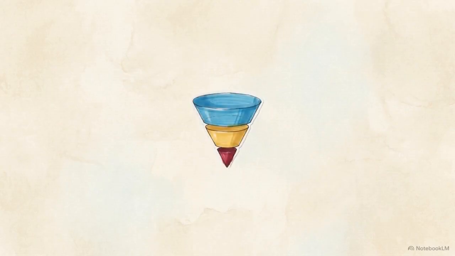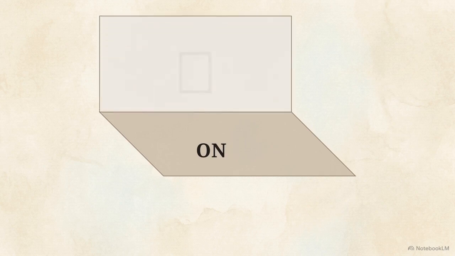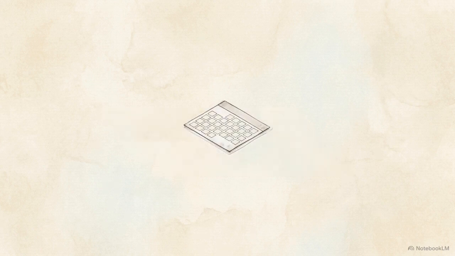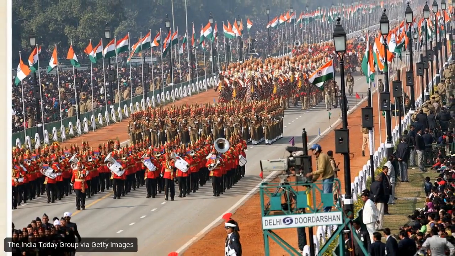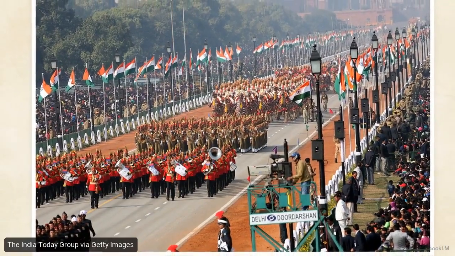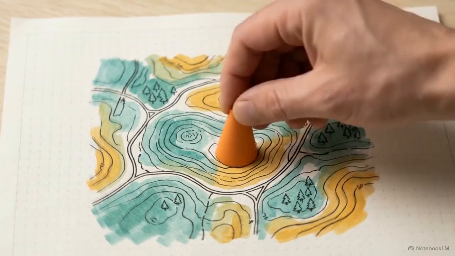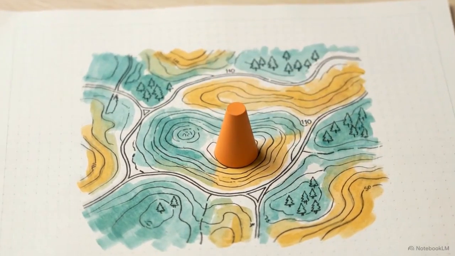As we move into the middle section of the funnel, the scale narrows. We have moved from a 3D container down to a two-dimensional plane. In physical space, on describes surfaces and lines. This is why a picture hangs on the wall and a restaurant is located on Mahatma Gandhi Road. This same logic applies to time. We use on for specific days and dates that sit like squares on a flat calendar. This is why a military parade happens on Independence Day or on Republic Day. Think of on as the equivalent of placing a marker on a surface, whether it's a physical street or a single day on the calendar.